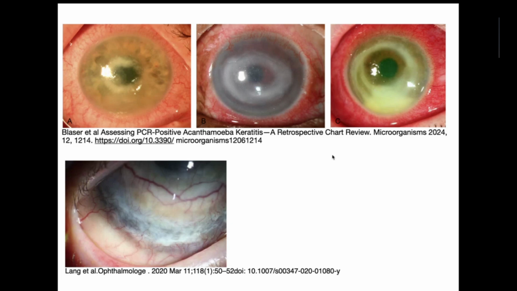And there is also the possibility that other tissues can get involved. It's quite rare, but you see here a photo of a patient that has a scleral abscess. It's what we saw in our hospital, but we see some other reports in the literature.